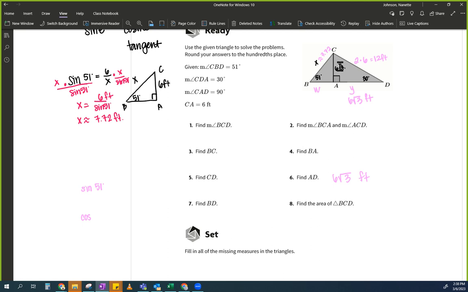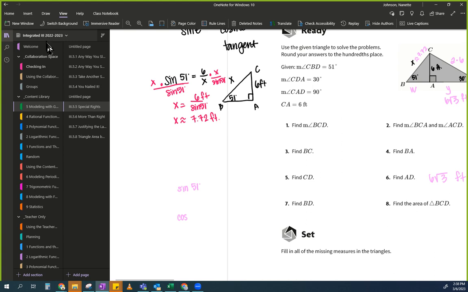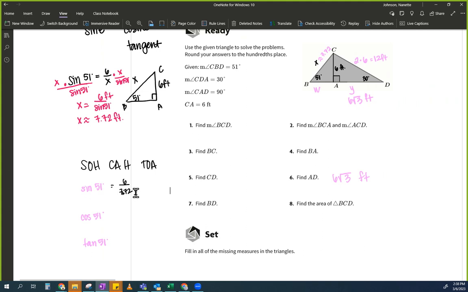So that's going to be 6 over 7.72. It's just an equation, but it doesn't have a W in it, so it's not going to help me. Oh, I just figured out I could have also used the Pythagorean theorem too, huh? So then, cosine is W over 7.72. So that's a possibility. And last but not least, tangent is going to be 6 over W.